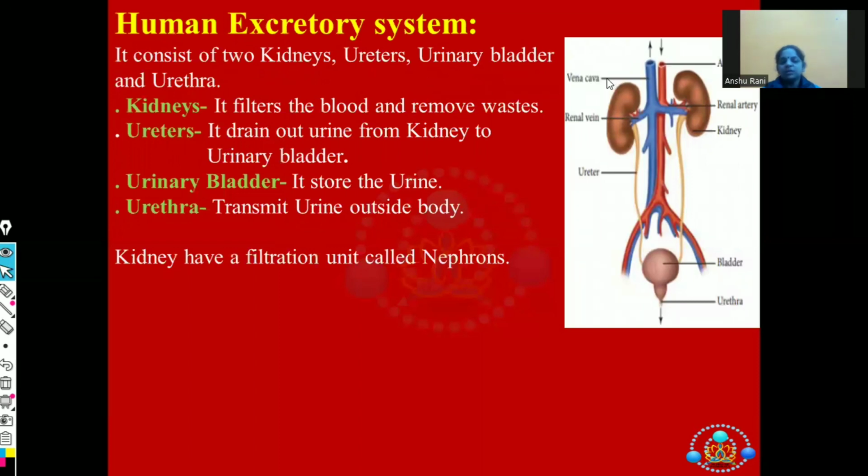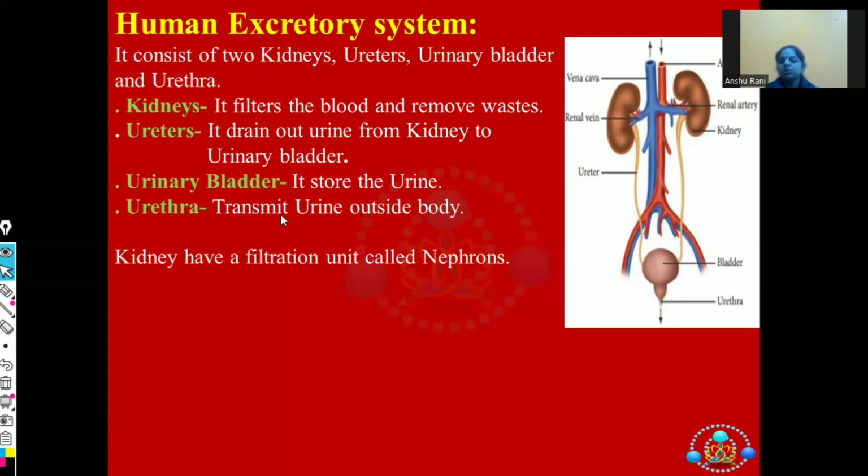This is the human excretory system. The human excretory system has four parts. It is kidneys. Kidneys filter the blood and remove waste. Then ureters, they drain urine from the kidney to the urinary bladder. Then the urinary bladder stores the urine, and the urethra transmits urine outside the body.